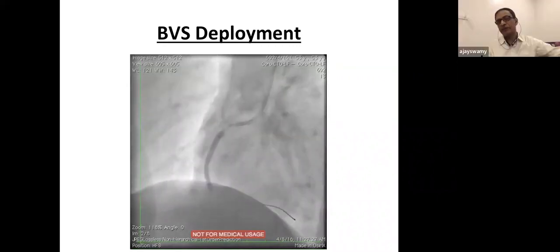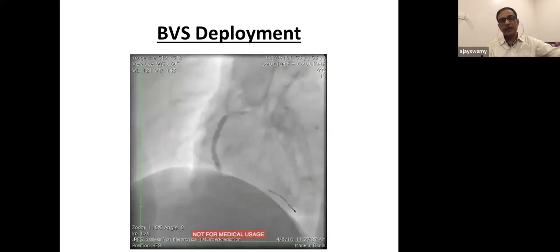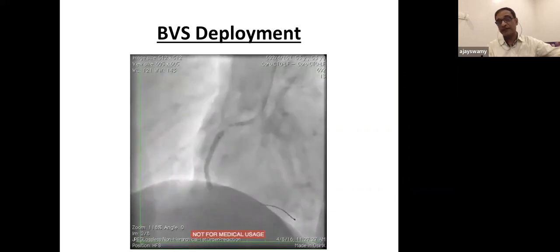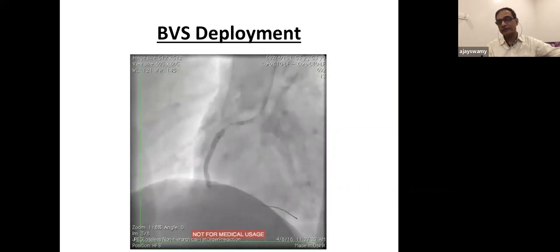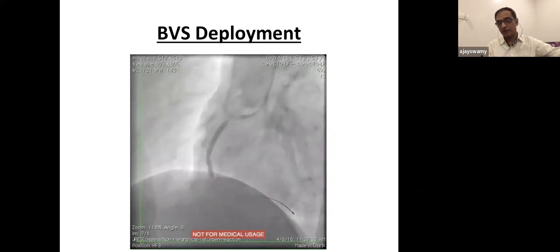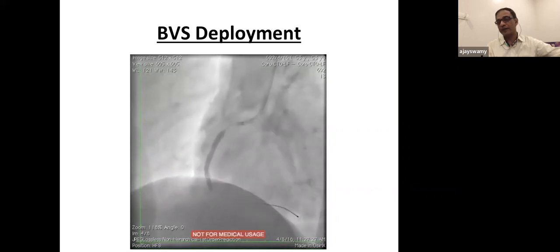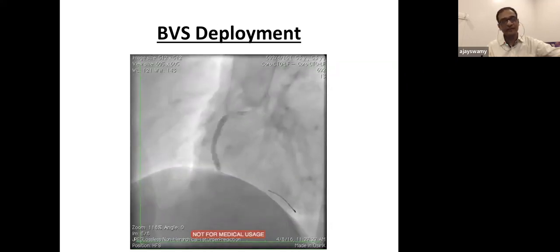So the Wolverine balloon is actually mounted on a non-compliant balloon, the NC Emerge. Although its nominal is 6 and the RBP is 12, you can actually happily go up to 18 as long as you don't exceed the size of the vessel. If it's a 3 mm vessel, don't take a 3.5 cutting balloon and go to 18. You can take a 2.5 and go to 18 happily. You can take a 3 and go up to 14, 15, 16 happily.